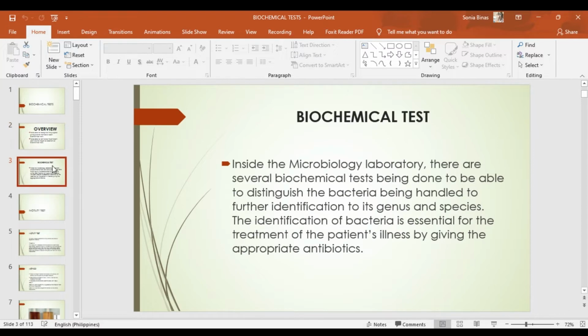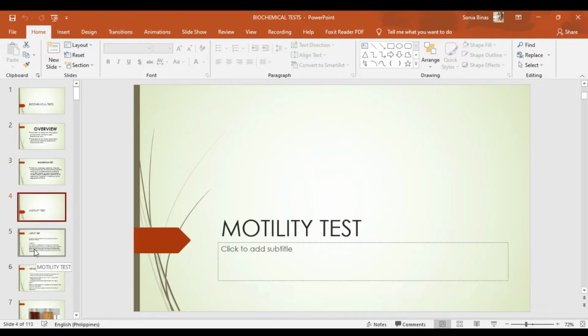So again, biochemical test is being done to be able to distinguish the bacteria being handled, to further identify it to its genus and species. The further identification of bacteria is essential for the treatment of the patient's illness by giving the appropriate antibiotics. So our first biochemical test is motility test.